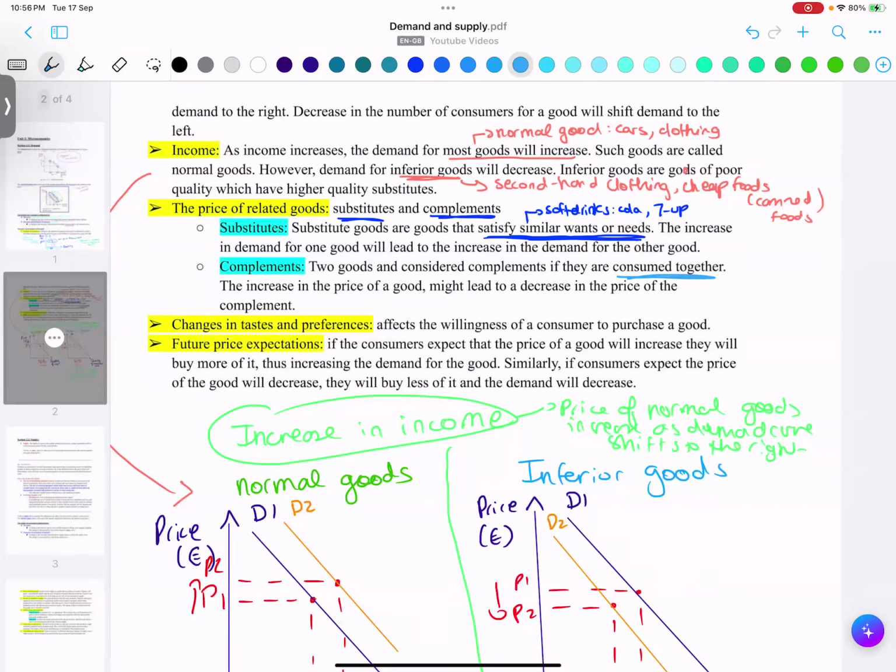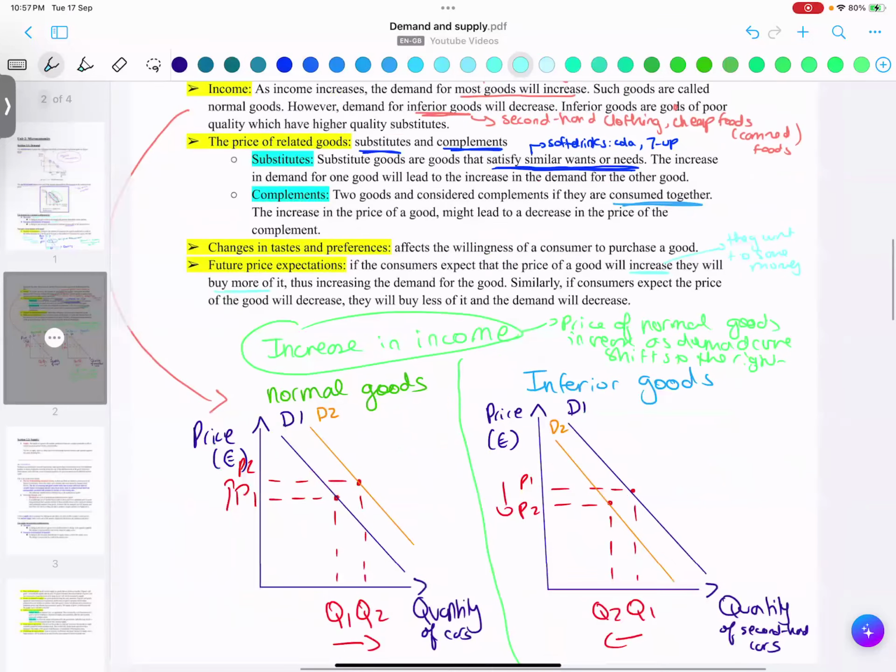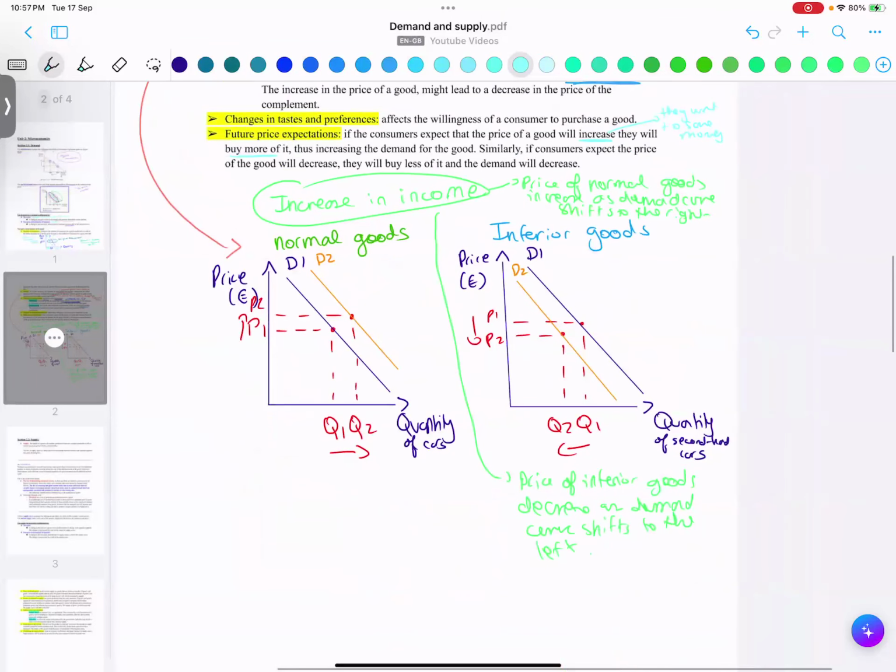Then you have future price expectations. If consumers expect that the price of a good will increase, they will buy more of it because they think they need to buy it now before it increases. They want to save money, thus increasing the demand for the good, right? Why? Because if they think that the price will increase, I'm just going to explain this down here.